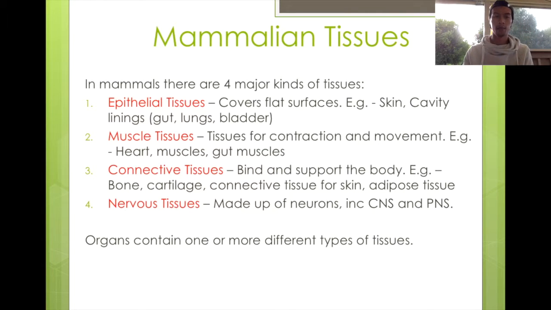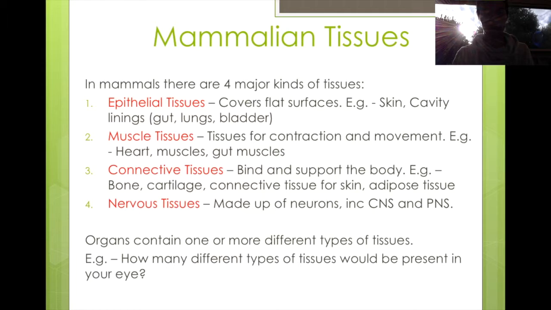Okay. Now, any one of your organs can contain one or more of these different types of tissues. Yeah. So, for example, your stomach may contain all four because they have all of these categories working together to perform the function that it requires. Okay. You can think about, consider how many your eyes would have in order to function.